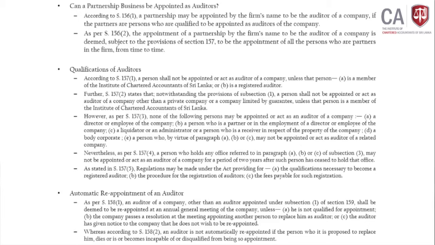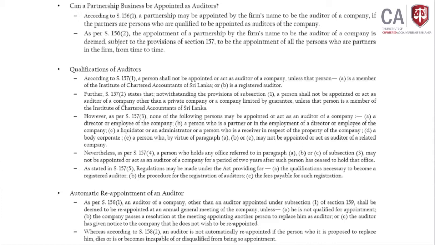Now, can a partnership business be appointed as auditors? This is a very important area because there are audit firms operating in the country. So, should this particular firm be a company, or can it also be a partnership business? Now, in Sri Lanka, a law firm is generally a partnership. And in a recent judgment by the Supreme Court of Sri Lanka, it was held that a law firm cannot be a corporate entity. So, obviously, a law firm needs to be a partnership.